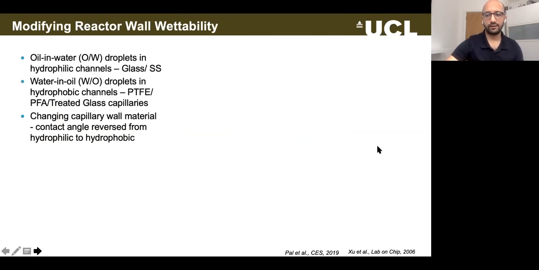Now my research is mostly focused on developing passive strategies for handling solid particles in flow reactors. What we did is modify the wall wettability of the channels. So how do we handle particles in channels? To prevent the particles from sticking to or depositing on the walls, we basically prevent the particles from coming in contact with the walls.